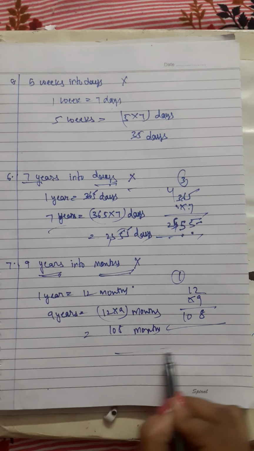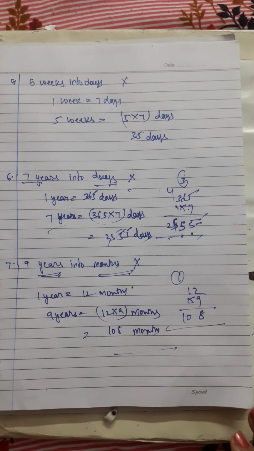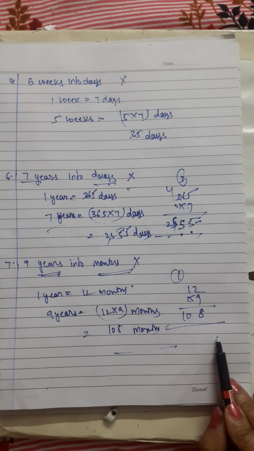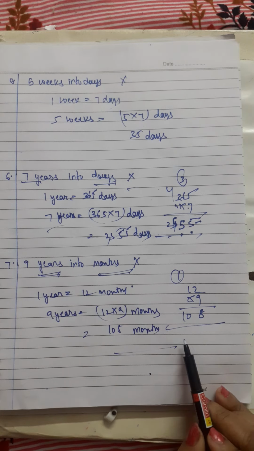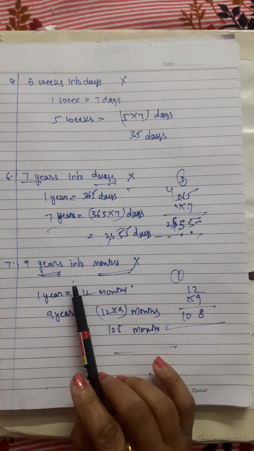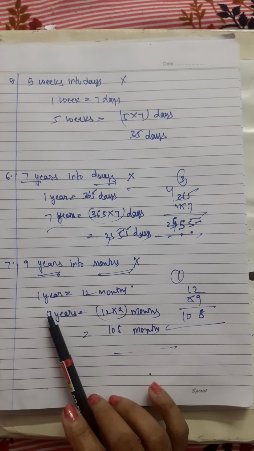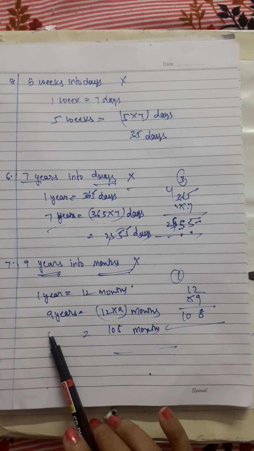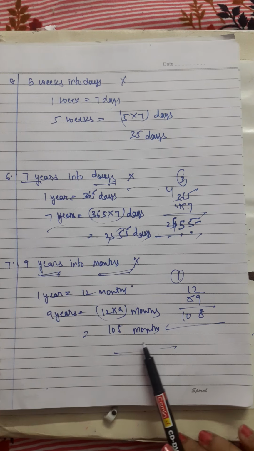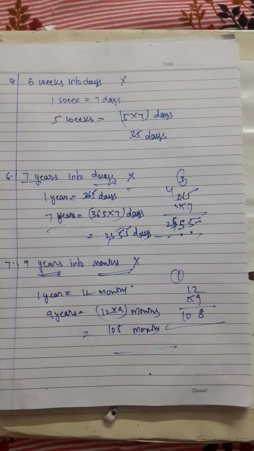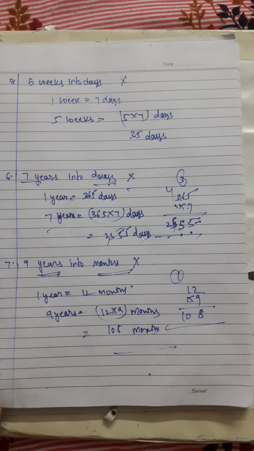It means 9 years is equal to 108 months. I am repeating this question one more time. We have to convert years into months. 1 year has 12 months. 9 years is equal to 12 multiplied by 9 is equal to 108 months.